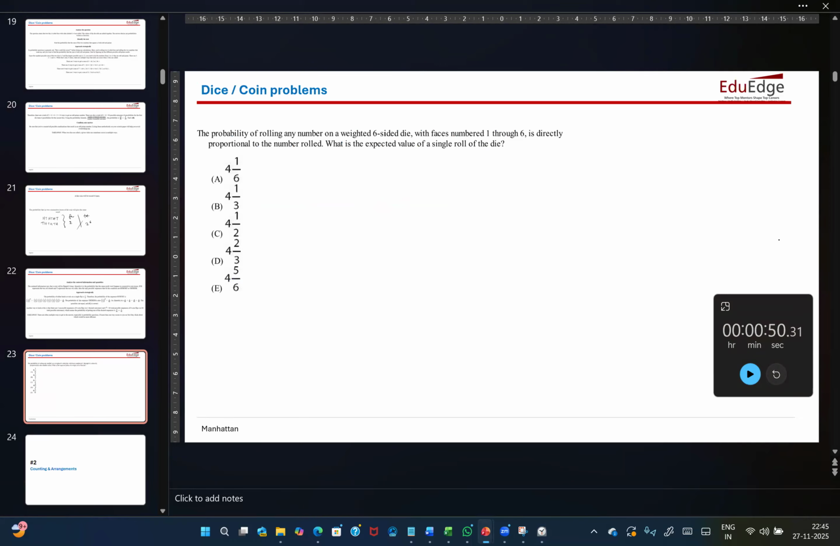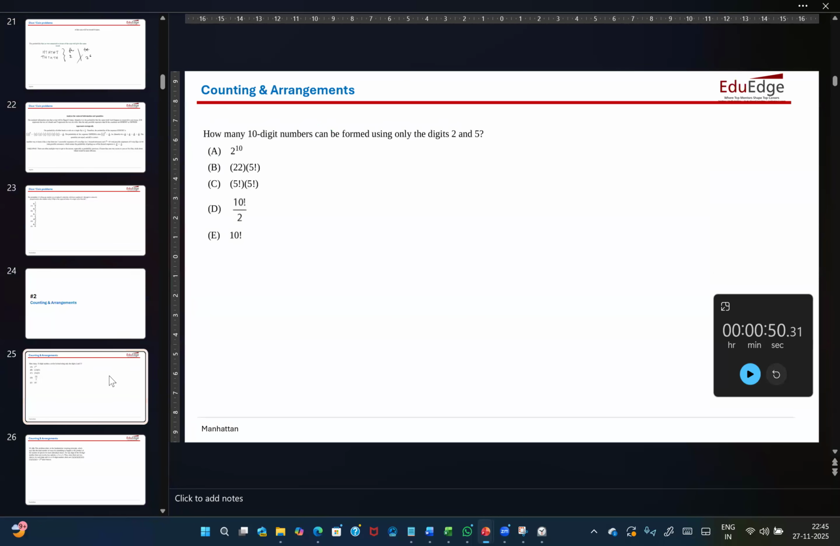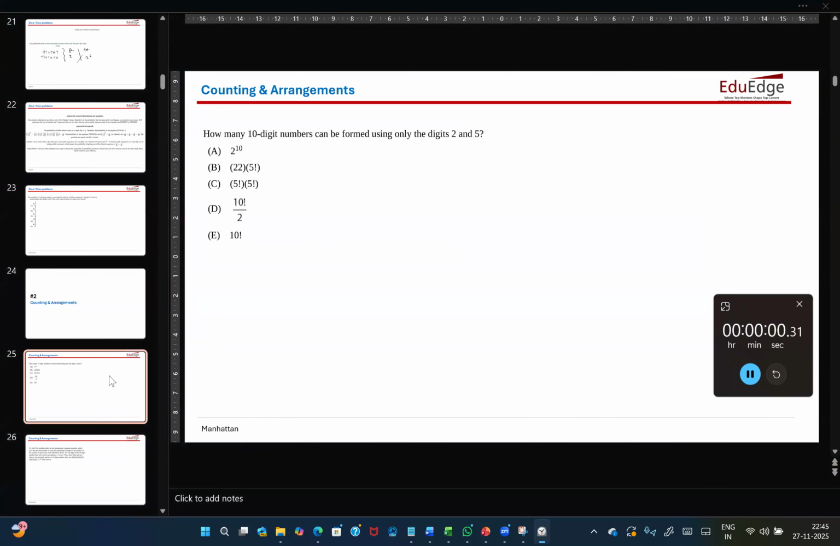This rolling one you will do by yourself, 23. So just make a note, 18 and 23. Okay, now tell me quickly what is this? How many 10-digit numbers can be formed?